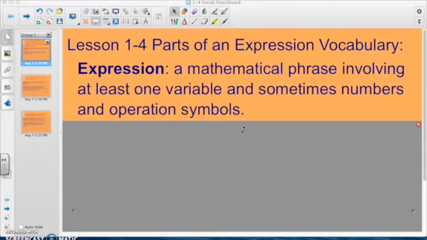An expression is a mathematical phrase involving at least one variable and sometimes numbers and operation symbols. What we mean by operation symbols are things like plus, minus, divided by, multiplied by, those kinds of things that you're used to seeing in between numbers.